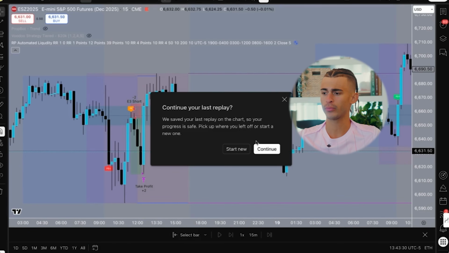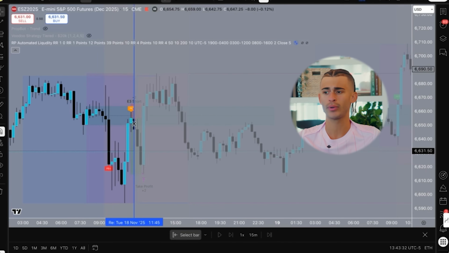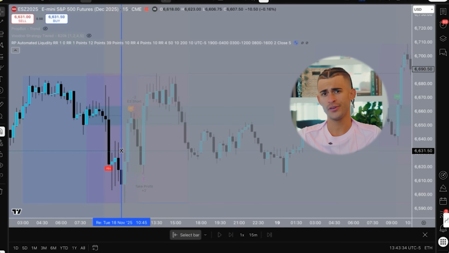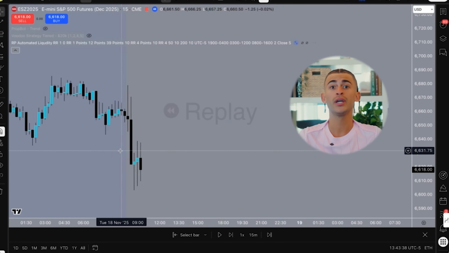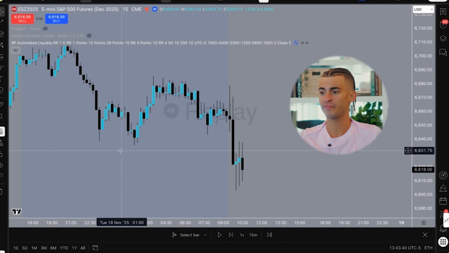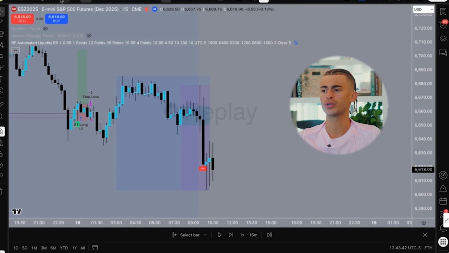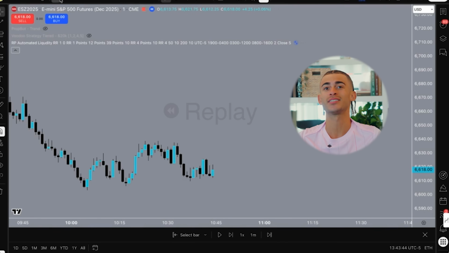I'm going to go into market replay now so you guys can see exactly what I'm talking about. The key thing here is that although we are using the 15-minute time frame to mark out this level, it's very important to go down to the 5-minute and the 1-minute time frame to observe exactly how price is reacting to this midpoint.